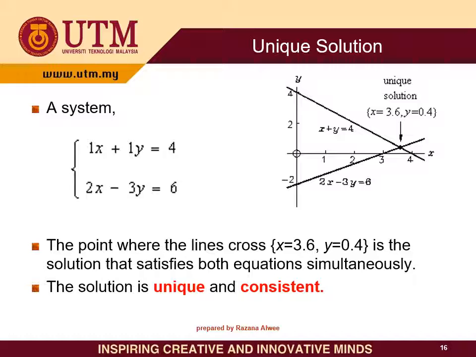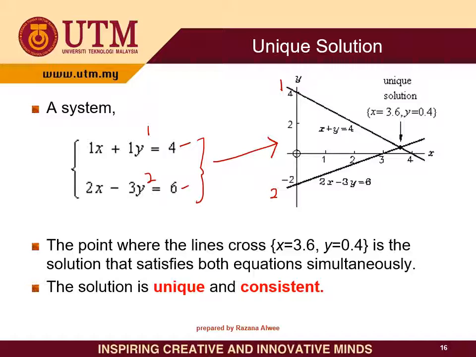We go to the first one, unique solution. For example, here they give you a system that has 1x plus 1y equals 4 and 2x minus 3y equals 6. When you plot this into the graph, you will have this type of lines. We have two lines here. This line is for the first equation, which is this one. This is the second line for this system.